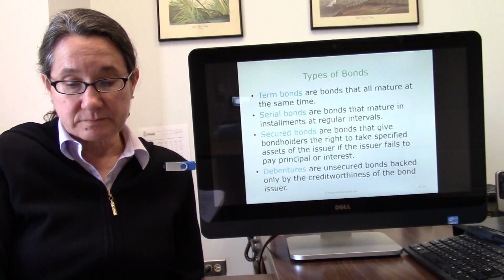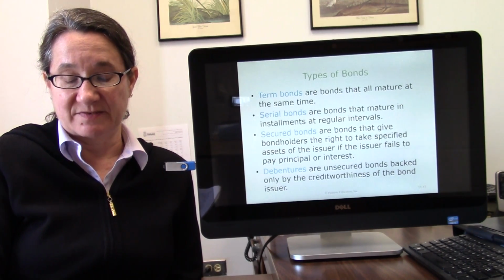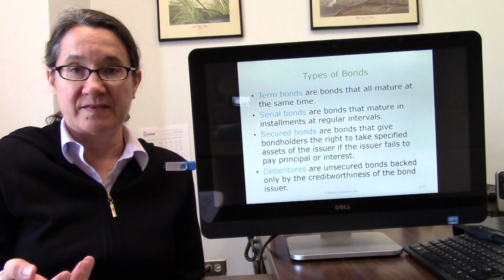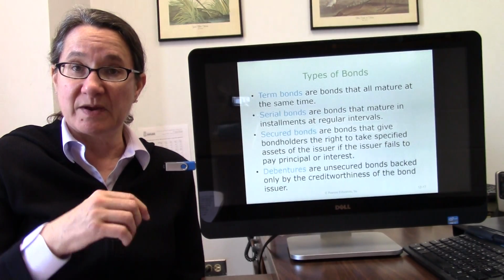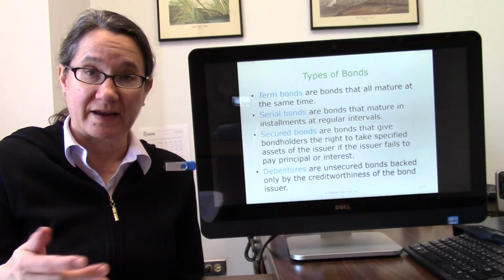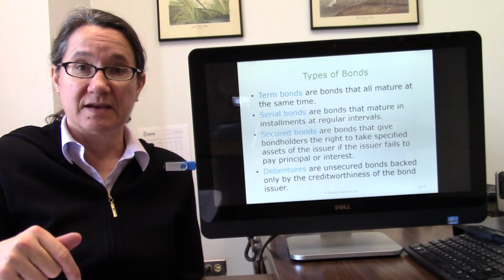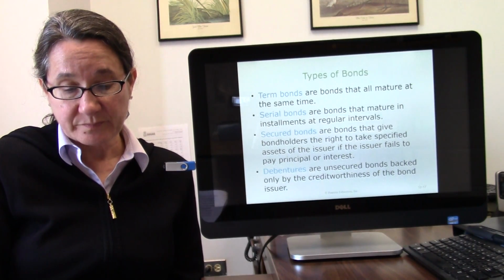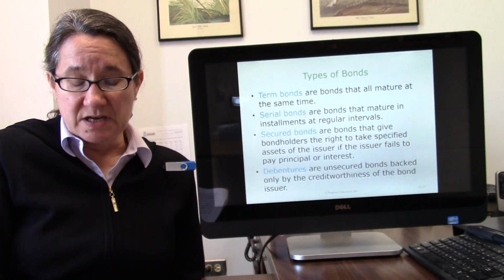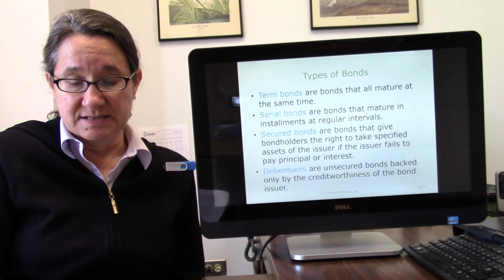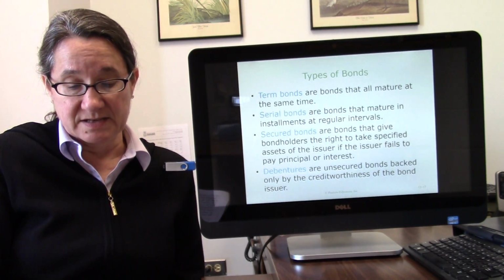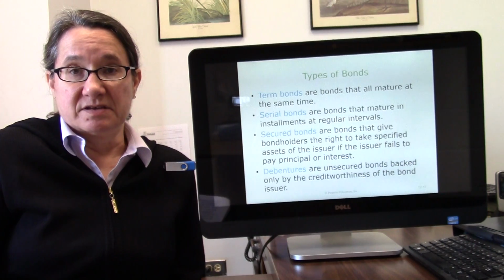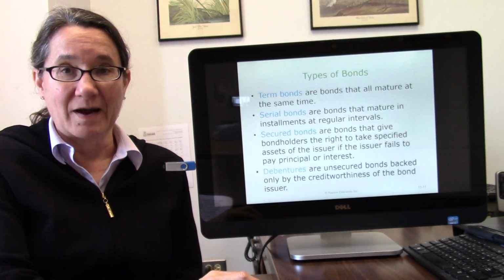Secured bonds. These bonds give the bondholder the right to take specified assets of the issuer if the issuer fails to pay principal or interest. So that's, like we talked about mortgages as being a note payable with some collateral, like a house or building. Well, a secured bond is a loan and there's collateral, maybe a building or something that secures the bonds. Debentures. These bonds are unsecured bonds that are not backed by assets. They are backed only by the creditworthiness of the bond issuer. Right? So a debenture is an unsecured bond. It's got no asset backing it up.